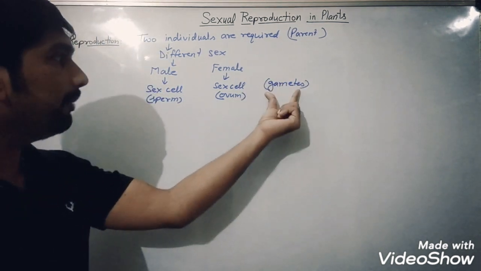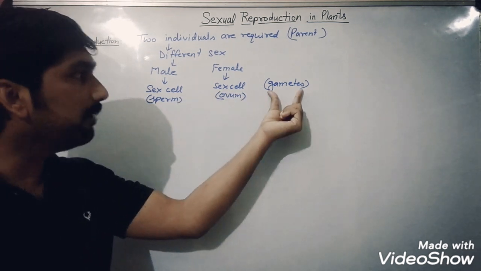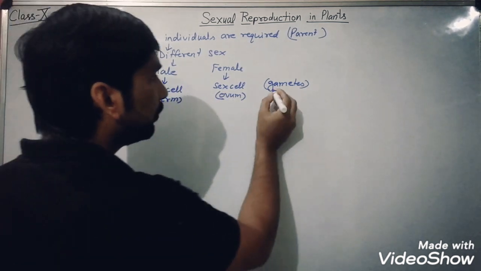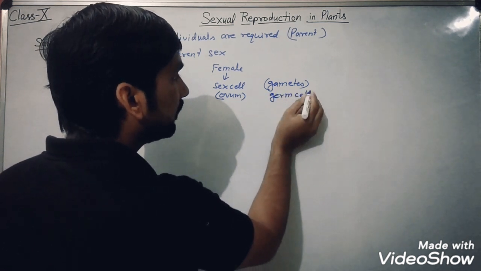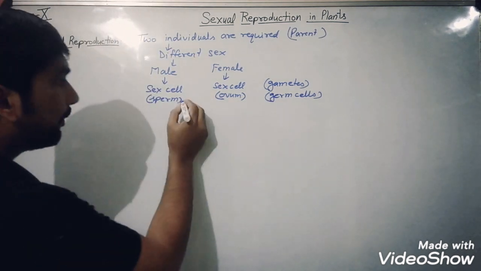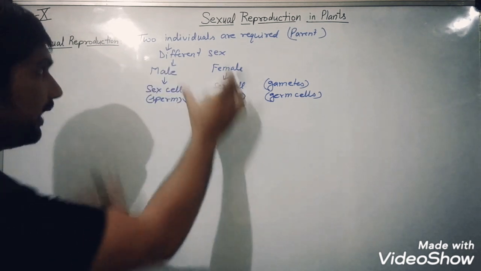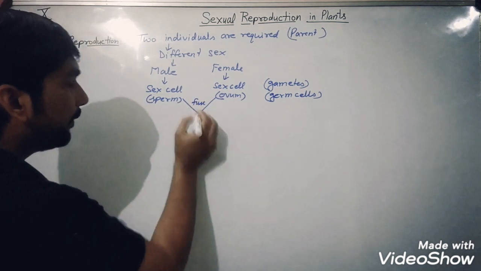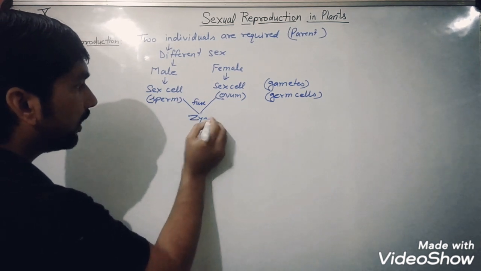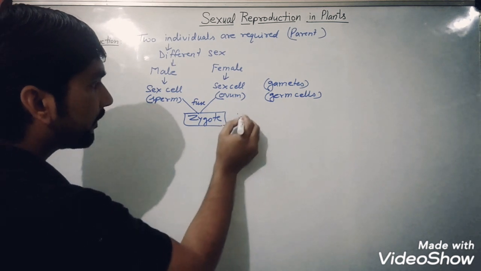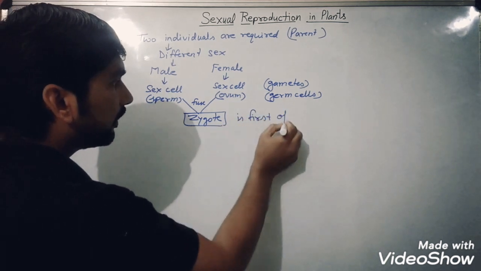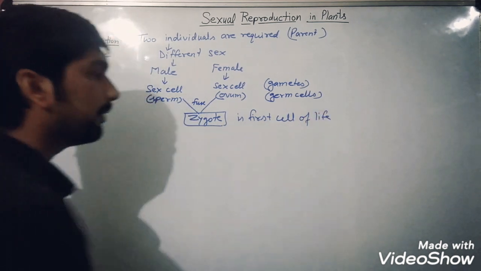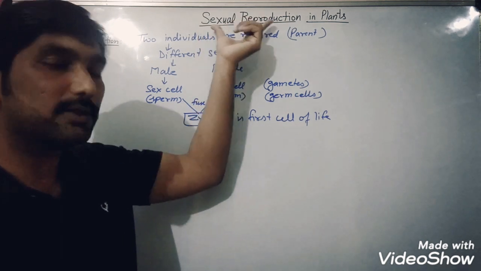These sex cells are otherwise also called gametes. When we talk about the male gamete, we are talking about the sperm, and when we talk about the female gamete, we are talking about the ovum. These gametes, the sperm and ovum, are also known as germ cells. When they fuse together, since this is a reproduction process where two individuals are required, both of the cells fuse together to form another cell, and this cell will be known as what? Zygote. So zygote is the first cell of life in the individuals which are produced through sexual reproduction.